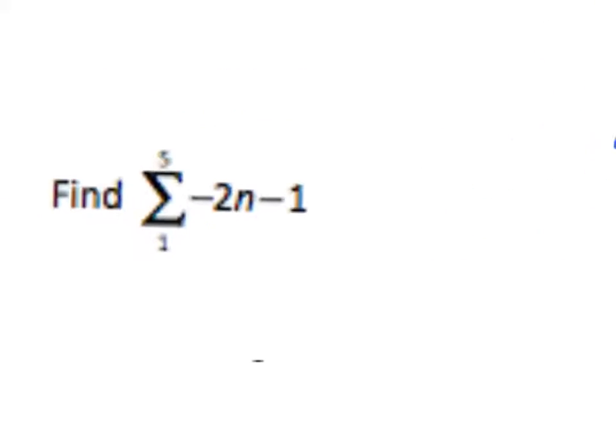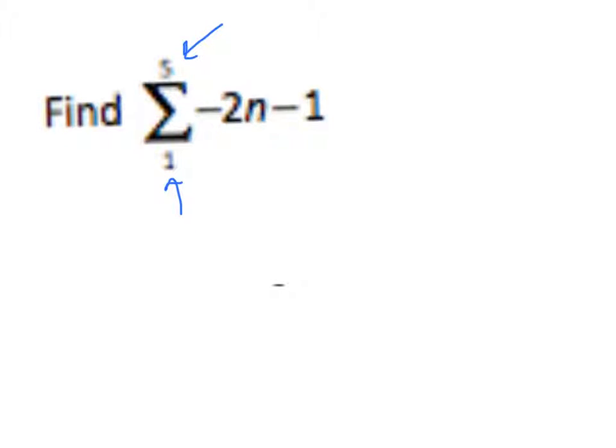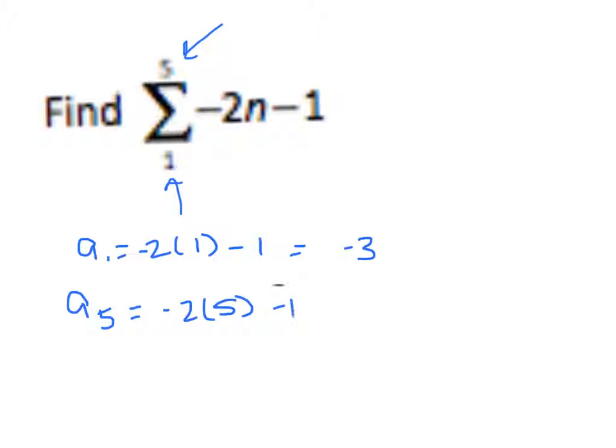Okay, last one in number 11. Here you've got the rule. You're going to start at the first term. You're going to go to the fifth term. So I need to find the first term. So I'll put in negative 2 times 1 minus 1, and that's going to be negative 3. And the fifth term, because that's my last term, that's where I'm stopping, is going to be negative 11.